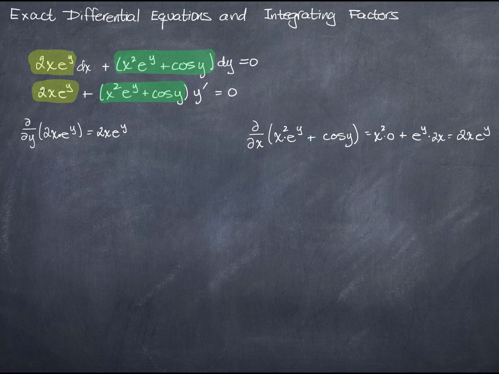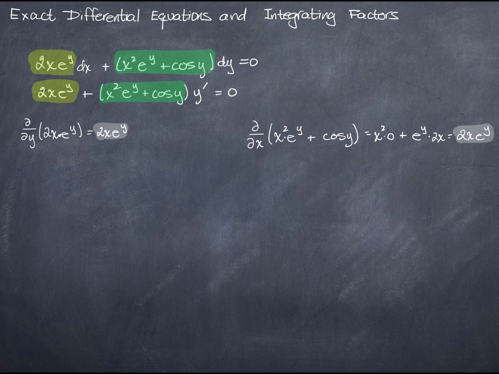And because this function is the same as this function, I know that this is an exact differential equation, and I can use the technique I'm about to show you to find out what the function is that satisfies the characteristic that its first partial with respect to x is this function and its first partial with respect to y is this function.